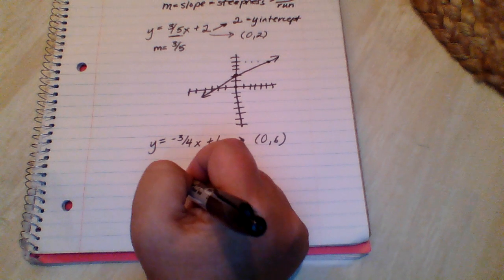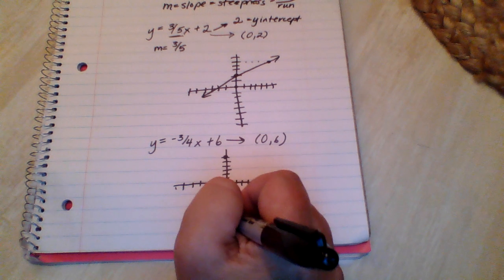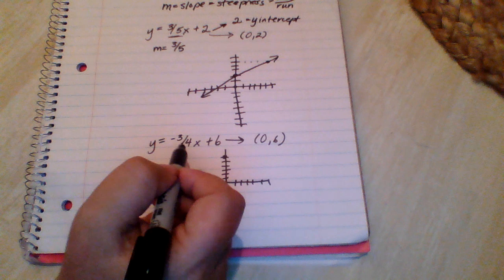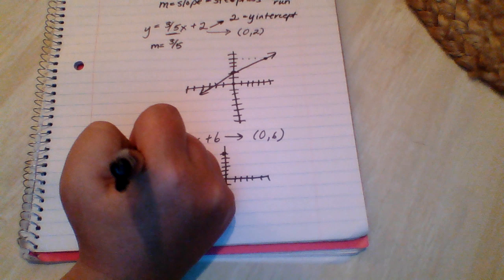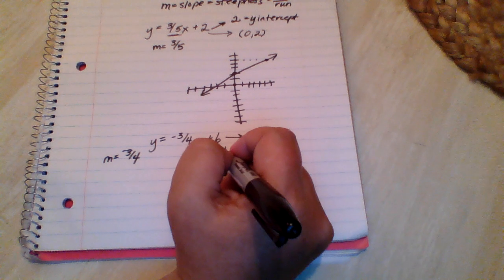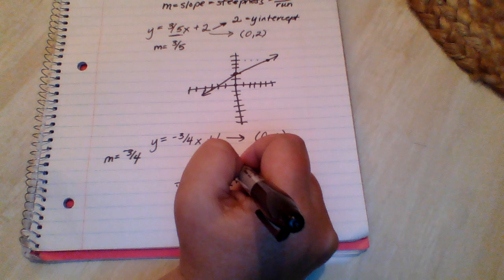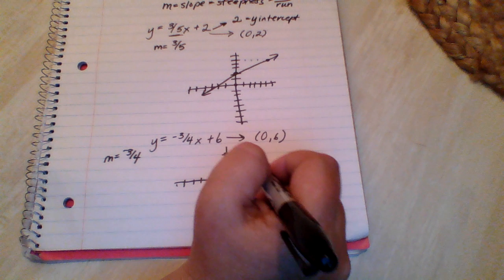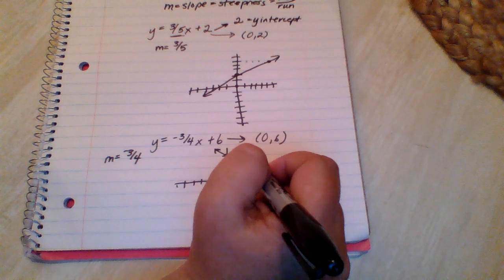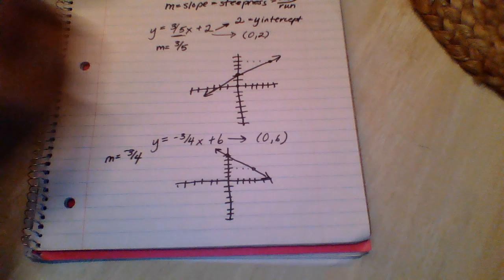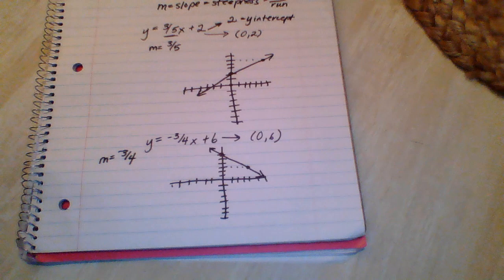And now we are also given our slope that is preceding this variable here. So our slope is negative 3/4. So we are going to go down 3, 1, 2, 3, and over 4, 1, 2, 3, 4. Put our point there and draw our line through those 2 points. And that is the graph of y equals negative 3/4 x plus 6.